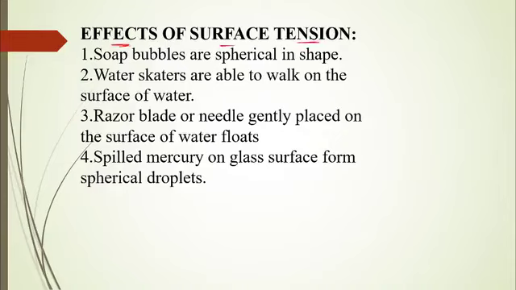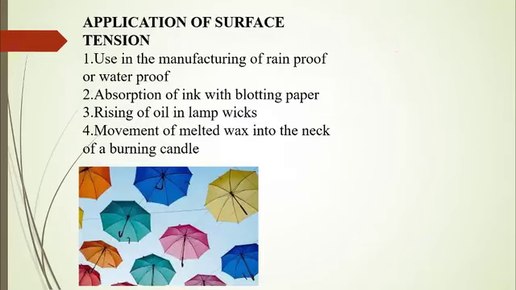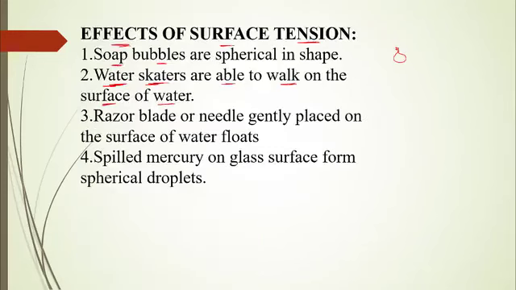Some effects of surface tension are in the formation of soap bubbles, which are spherical in shape. Those soap bubbles are spherical in shape. That's an effect of surface tension. Surface tension also makes it possible for water skaters to be able to walk on the surface of water. You see those who are doing jet skiing, and so on and so forth.